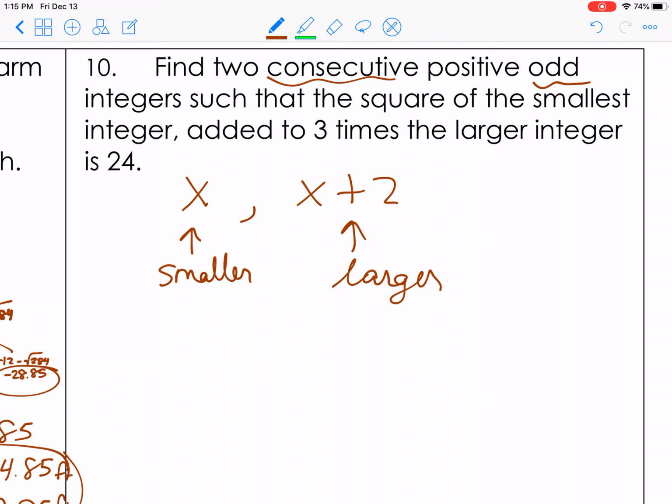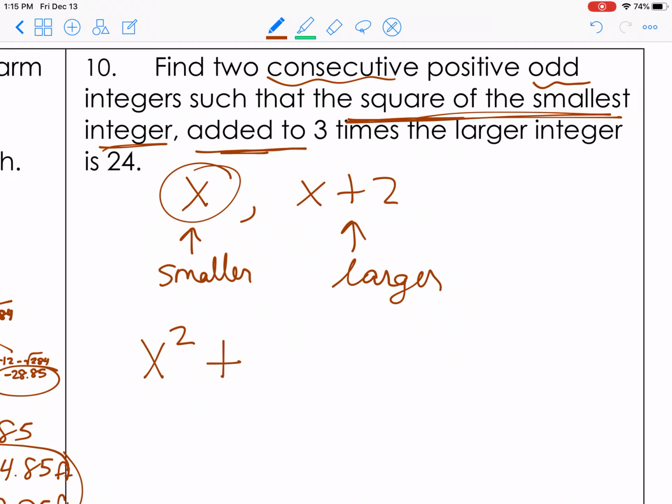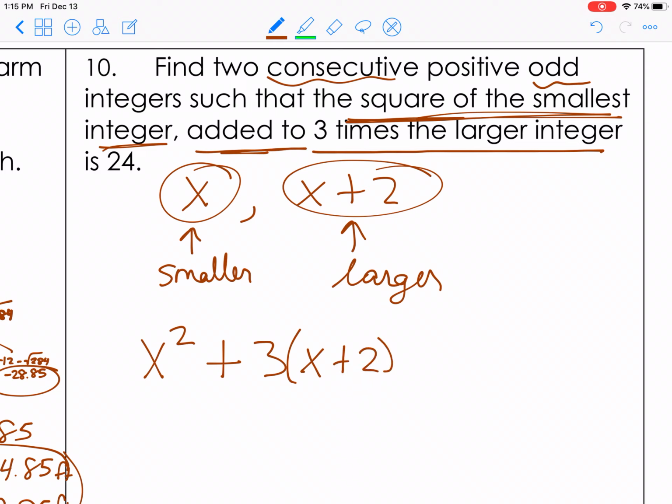Two consecutive positive odd integers such that the square of the smallest, so I'm going to take this one and square it, added to 3 times the larger integer. So here's my larger integer. When I do 3 times that, I need to include parentheses because it's a binomial. So 2 terms, need to make sure that 3 multiplies by all of those. Then they use the word is, equals 24.